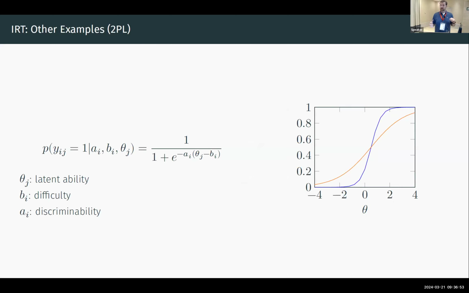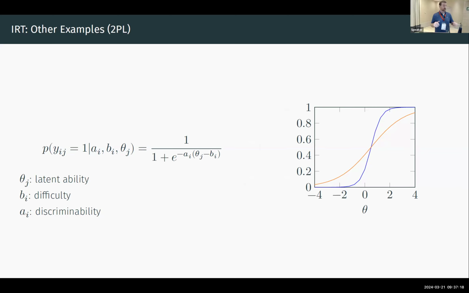Now, like I said, there are other examples. Here we have what's called a 2-parameter logistic model, 2PL model. We've added another parameter, AI. It's another item level parameter, right? So it's indexed by I, and this is what we call discriminability. So now this is a representation of how well a particular item can discriminate between two models that are close in ability.